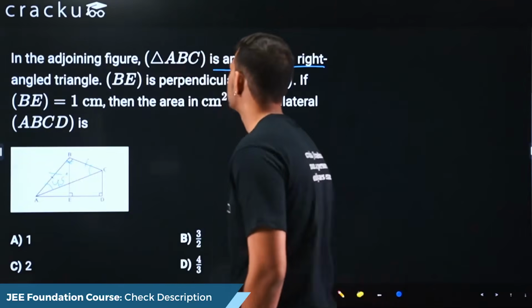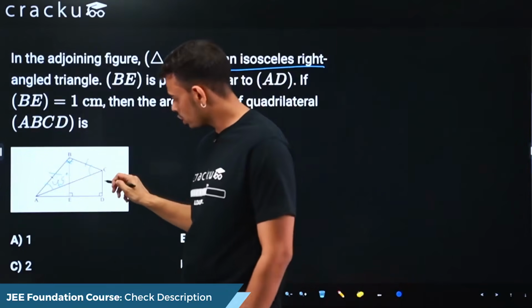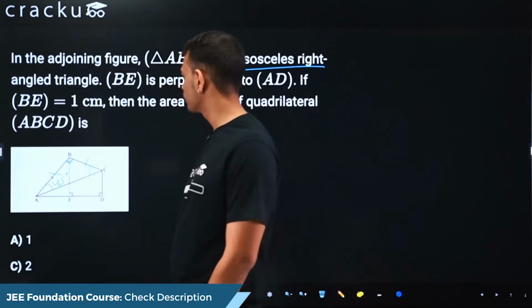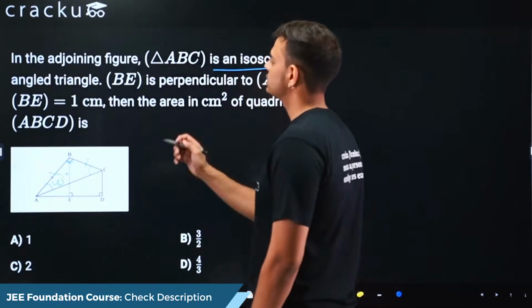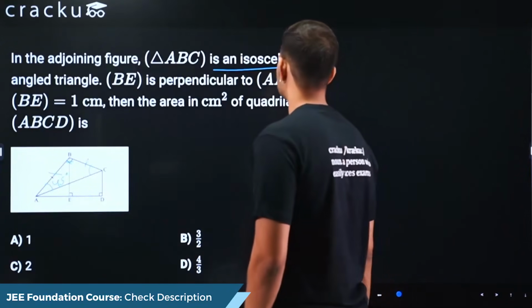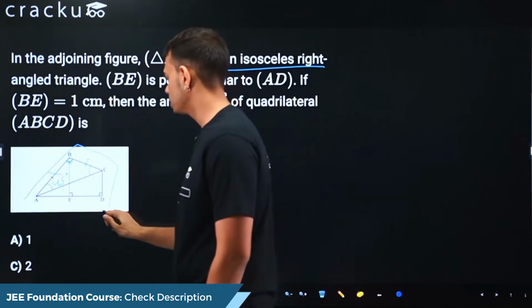Okay, what else? BE is perpendicular to AD. CD is also perpendicular to AD. Then BE will be parallel to CD. Okay. If BE is 1 centimeter, we are given the length of BE, then the area in centimeter square of the whole quadrilateral ABCD. We have to find the area of ABCD.